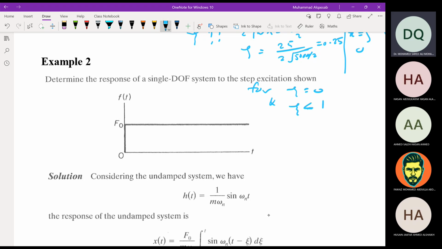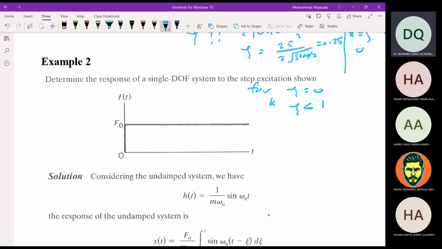Okay, we will not talk about this because this requires more time. So we will study the response of an undamped system mainly, for one main reason: if you are planning for designing any system, you will design it for the worst case. And this is the worst case.